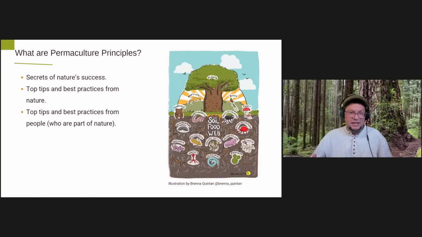I like to think of nature as an operating system, a very complex, living, and evolving operating system we could call OS Gaia. Like all operating systems, it's supported by a series of design principles which guide the natural process of its development. In practical terms, these principles could be thought of as top tips or best practices from nature. And these principles are expressed through people who are also a unique and integral part of nature.